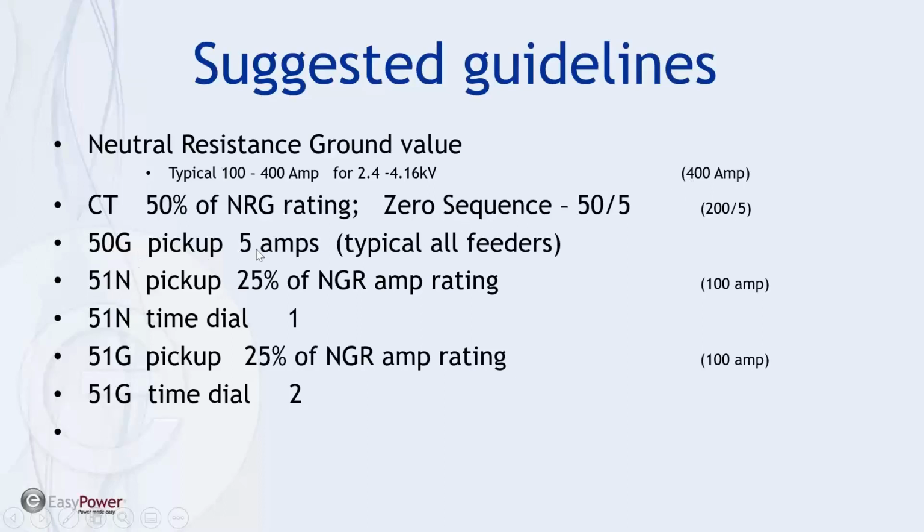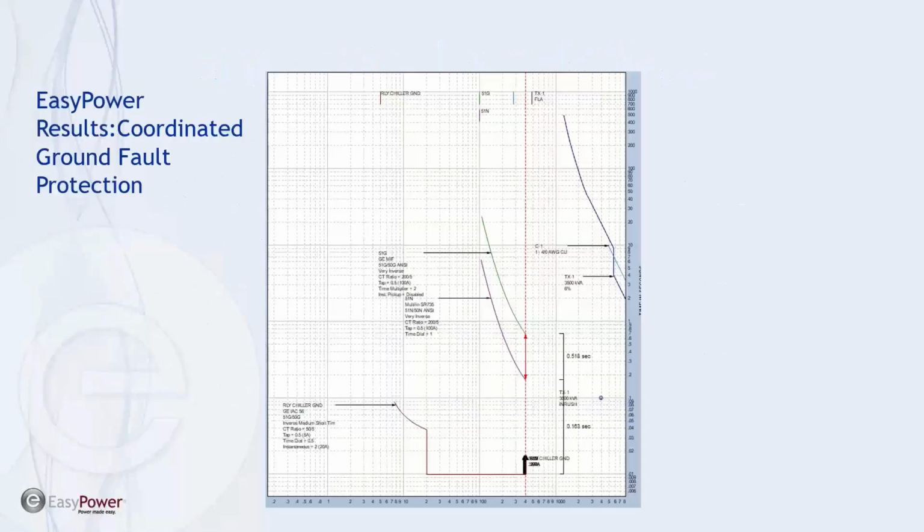50G we're going to pick up at 5 amps, so it's pretty much instantaneous. 51N pick up at 25% of the max rating, so it'll be somewhere around 100 amps, and then set the time dials in progressive order going upstream from a 51N to the 51G. So let's see what this looks like in EasyPower.